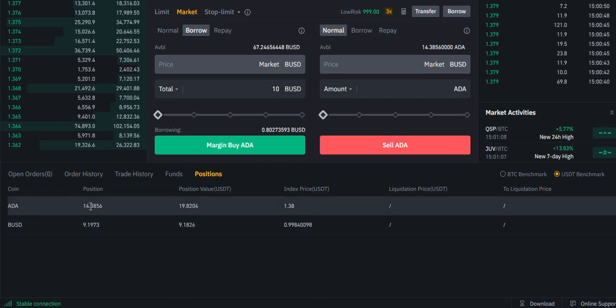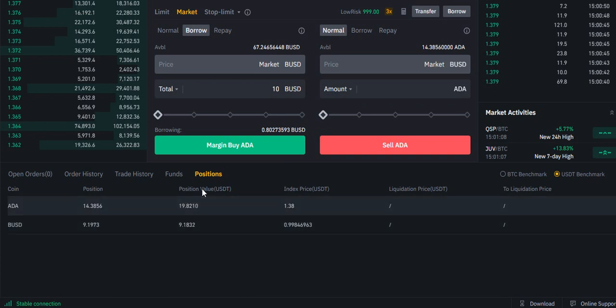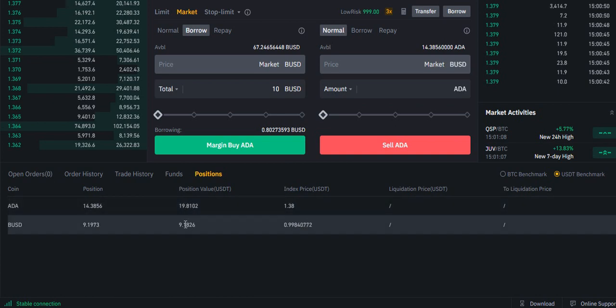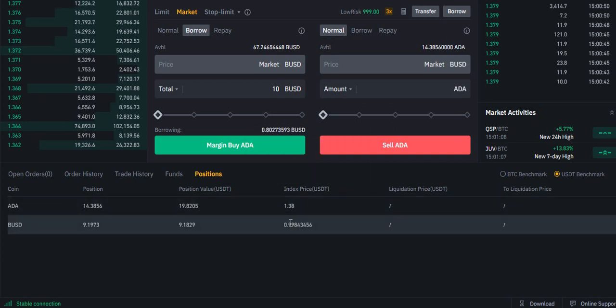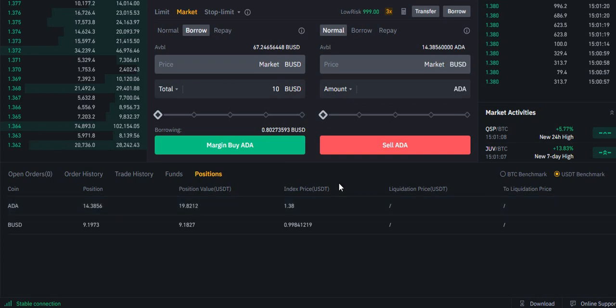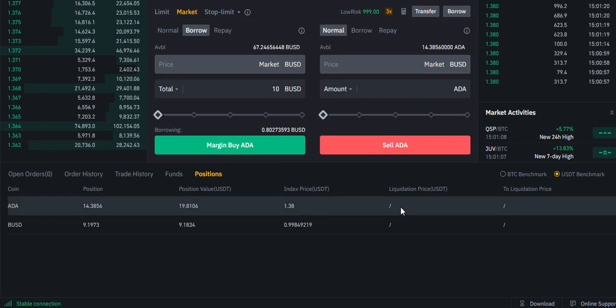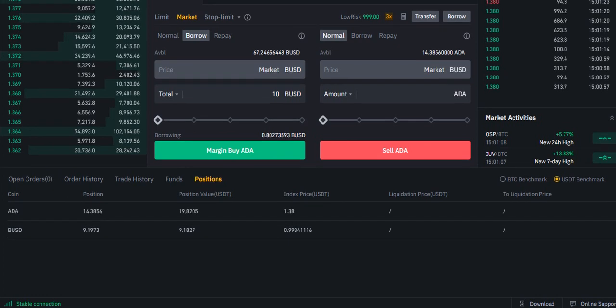So at the position 12.38 while BUSD 9.19, and here position value 19.82, and here is 9.18. Okay, index price 1.38 while 0.99. This is the price of BUSD, and this is the price of Cardano. So liquidation price, and here the liquidation price is not mentioned, not shown here.